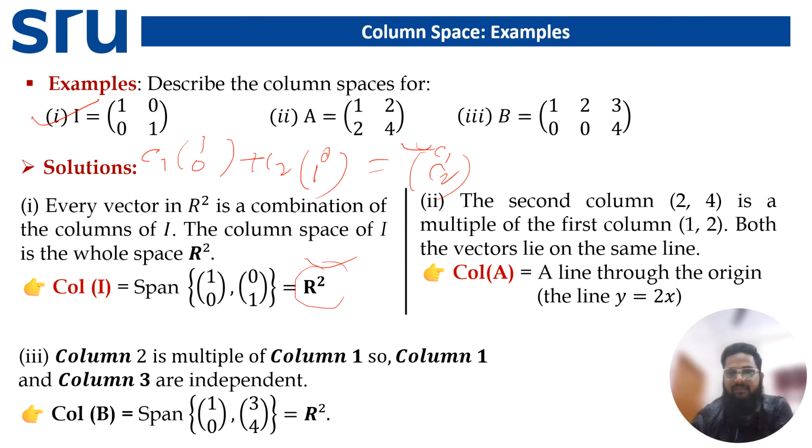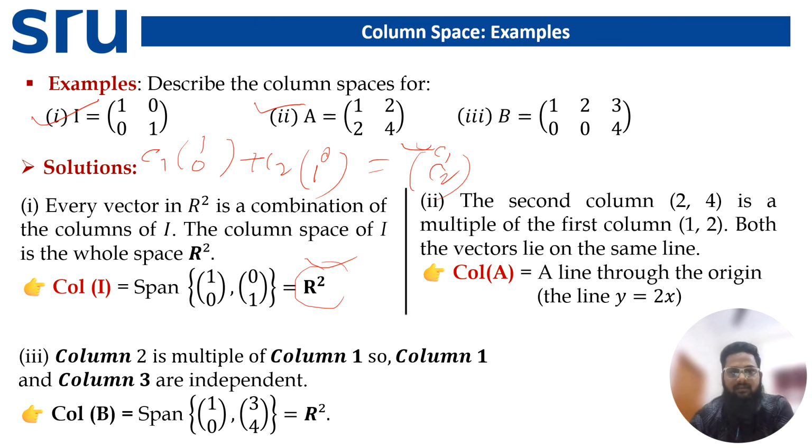So the R2 can be represented by C1, C2. This span, as I already discussed, is the linear combination of these two vectors. That means the column space of I is nothing but R2, because you are getting the elements C1, C2, which will represent the R2 ordered pair elements.